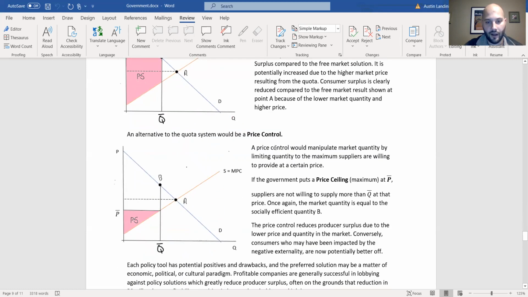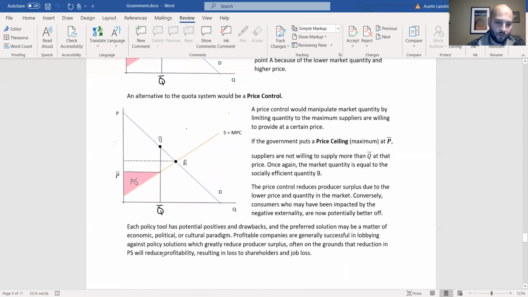Alternatively, there could be price control where, all right, we want this quantity sold on the market. So the government says, producers, you're not allowed to charge more than this price. And at this price, producers are not willing to sell more than this quantity. This is actually bad for producers because we can see they definitely lost some surplus compared to what they had in the competitive market. Right, but once again, we wind up with the socially optimal quantity, less pollution.